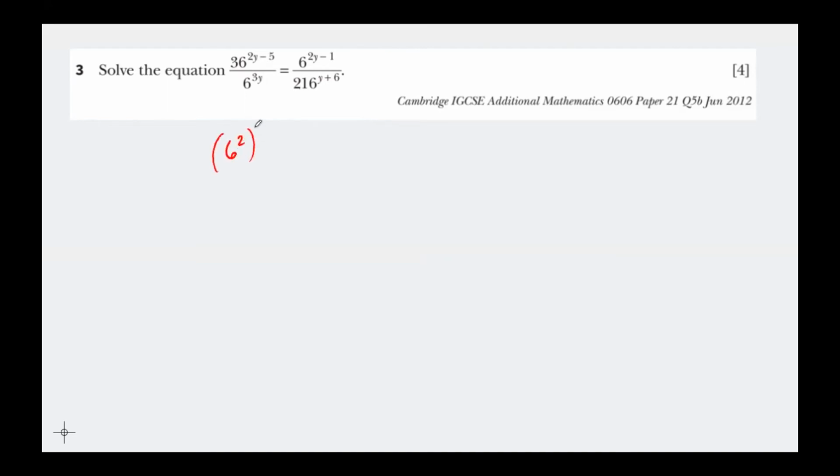Okay, I'm gonna write it like this. 2y minus 5, right? Divided by 6 to the power of 3y. And we said this is equal to 6 to the power of 2y minus 1 divided by, so 216 can be expressed as 6 to the power of 3, isn't it? Okay, y plus 6. If you notice, I didn't change the base to a prime number in a sense that all the bases here can be expressed anyway as a power of 6. So it makes it easier for us to solve, right?